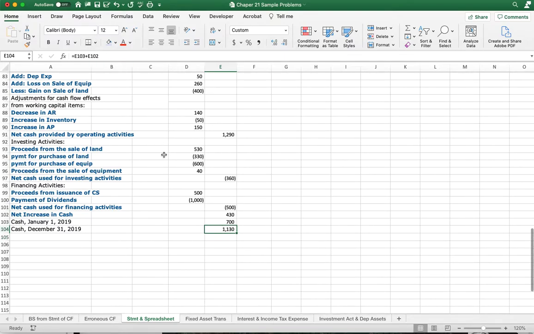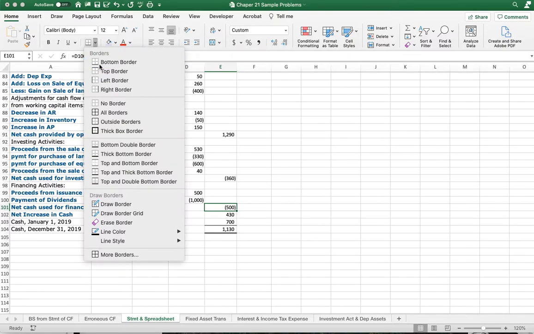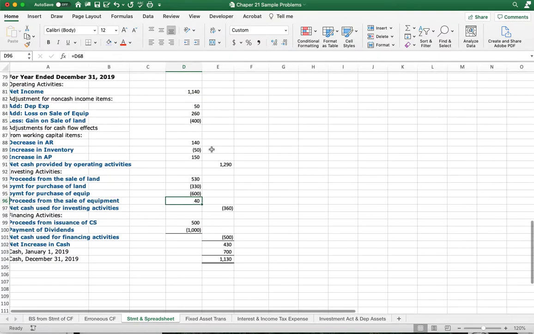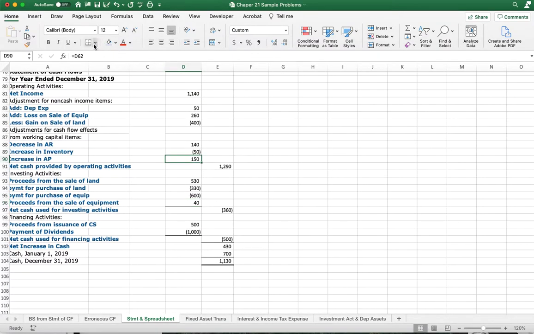And I'll just go ahead and add a few lines in here really quickly. We're done with the problem, but just to make it look a little bit nicer, a little easier to read. All right, and there we have it.